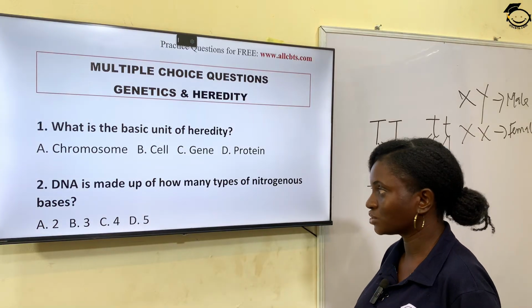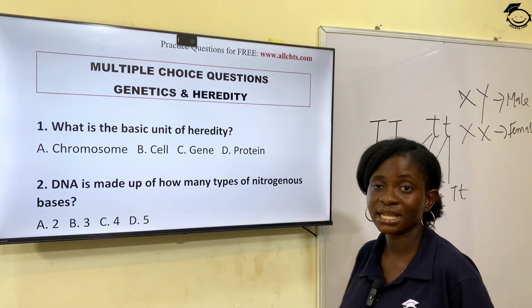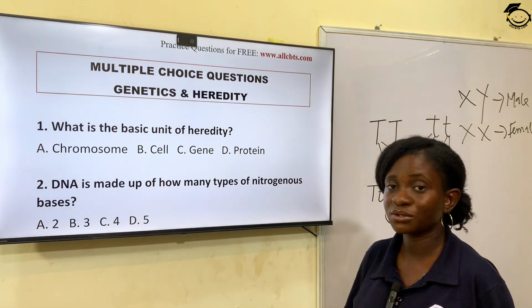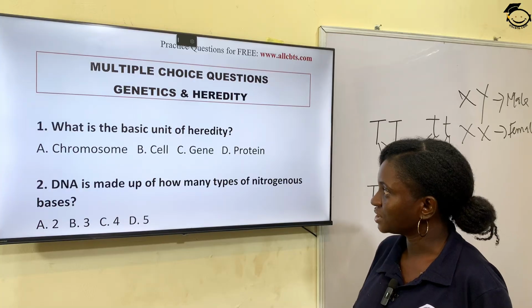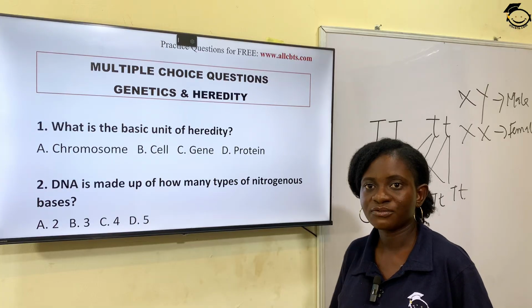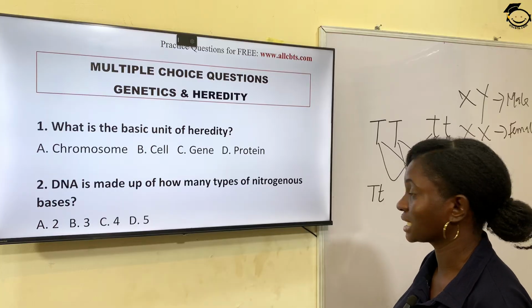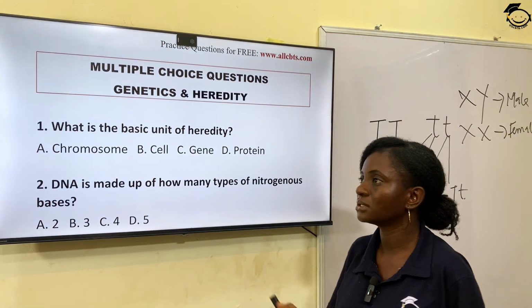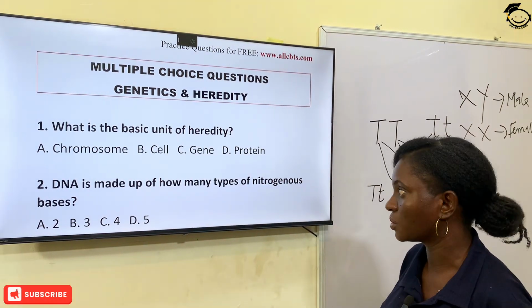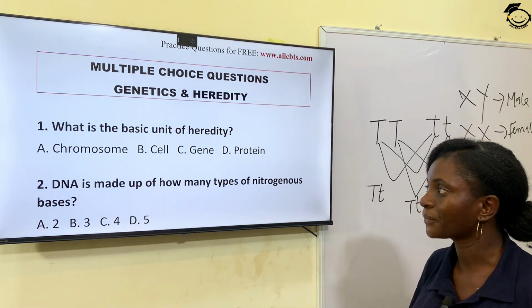It's not chromosome. Chromosome is a thread-like structure that contains both genes, DNA and protein. But cell is the basic unit of life. When we talk about gene, it has to do with passing specific traits from parent to offspring, which brings about the term heredity. And protein is what DNA codes for, like the result. So the basic unit of heredity is gene, option C.